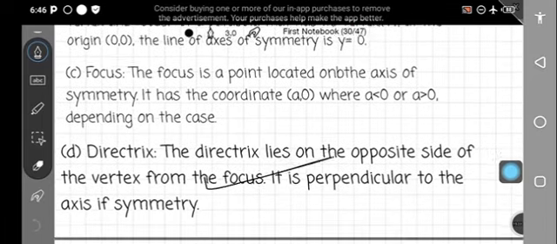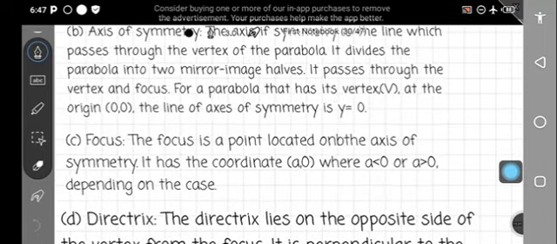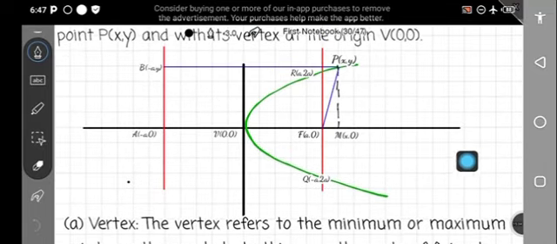And then let's talk about the directrix. The directrix lies on the opposite side of the vertex from the focus. It is perpendicular to the axis of symmetry. The focus and the directrix are the two basic things that we defined at first. This line AB, or BA, is the directrix, and it is perpendicular to this axis of symmetry here. And this focus and this directrix are equidistant, right?